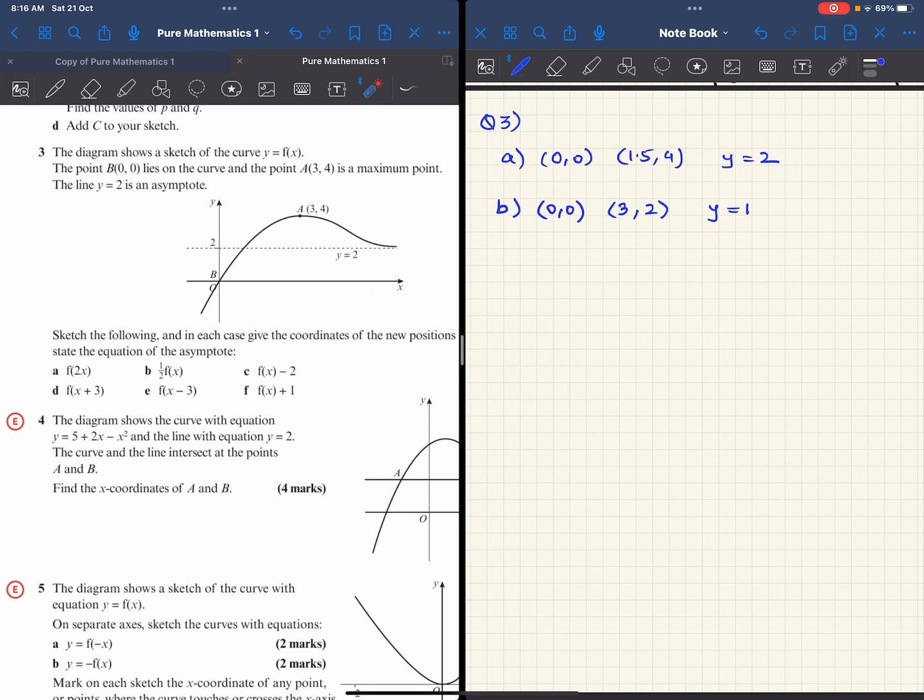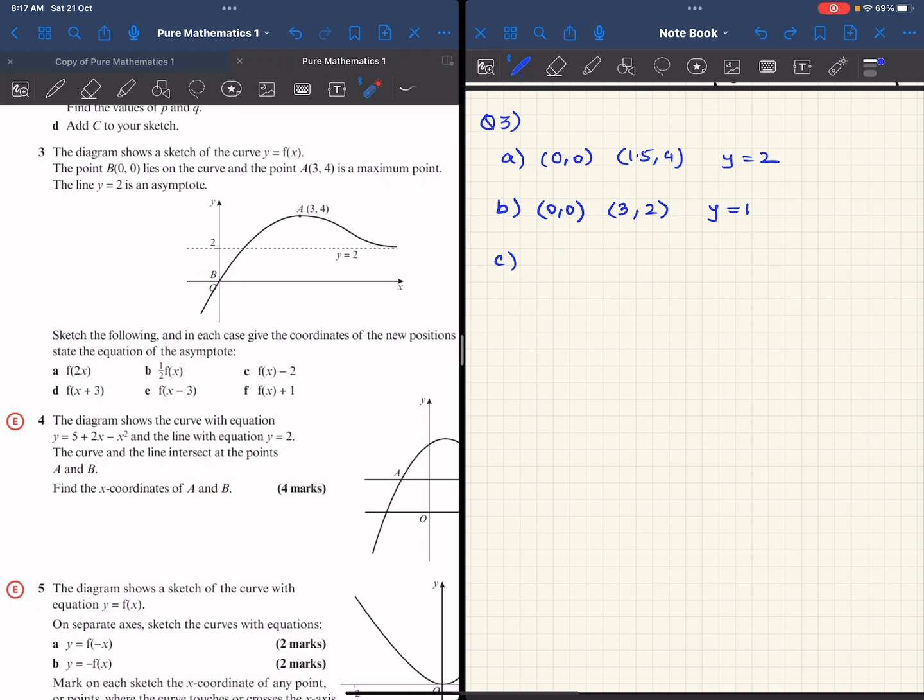So the graph will start from (0, 0). It will go to (3, 2). So in place of (3, 4), it will be (3, 2). So this will be the highest point. And the asymptote will be y is equal to 1. That answers B. Moving on to C.